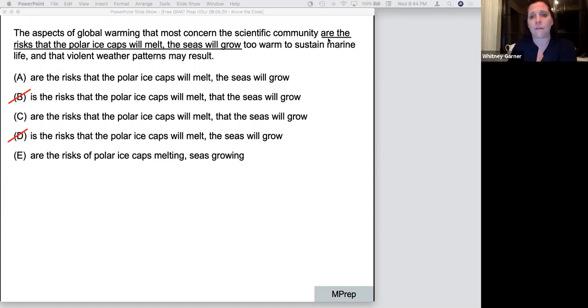So at the very end of this list, my comma and, I have a third element that reads that violent weather patterns may result. And so it's got this that here. The first item says risks that the polar ice caps will melt. So wouldn't it be great if I had a list that said that the polar ice caps will melt, that violent weather, that the seas will grow too warm? And we have that. It only exists in answer choice C. In A, the risks that the polar ice caps, but the seas will grow doesn't fit the pattern. And in E, the pattern changes, and there's not even a that at the beginning of the list. And so this that out here at the end isn't appropriate. The only one that has both correct subject-verb agreement and correct parallelism is answer choice C.